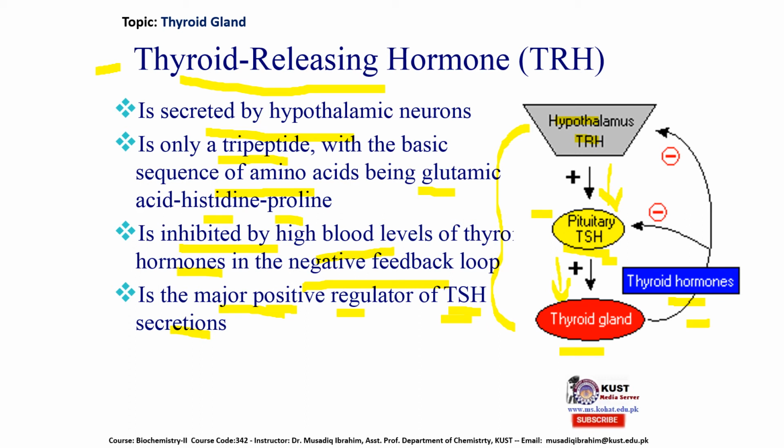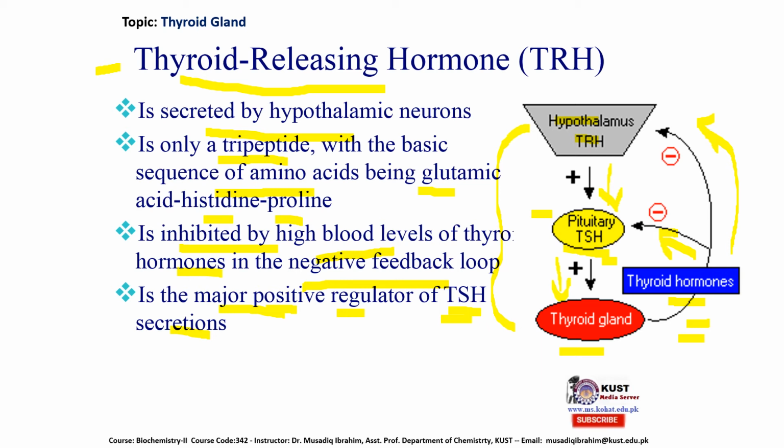But when there is an adequate amount of thyroid hormones present in the human body tissues, then there is a negative feedback loop which originates from and is performed by the thyroid hormones, that is T4 and T3.